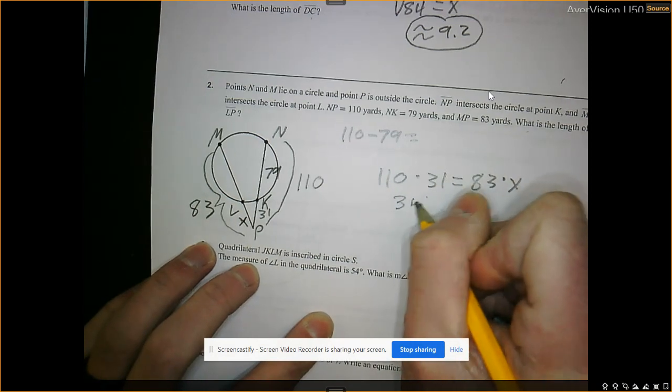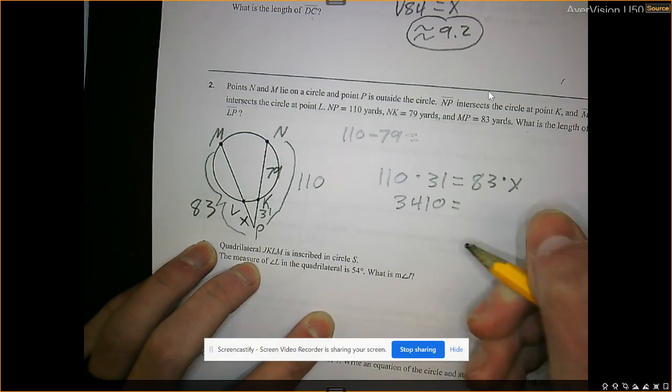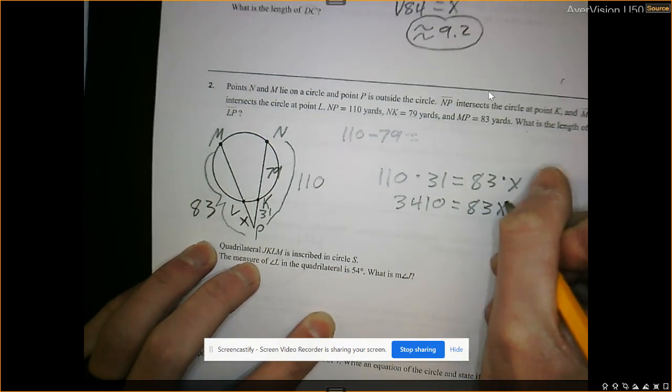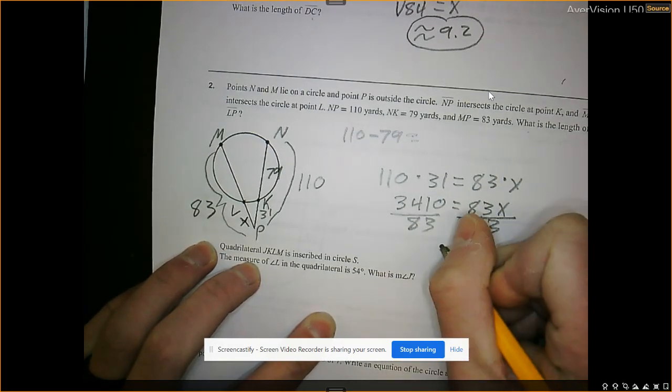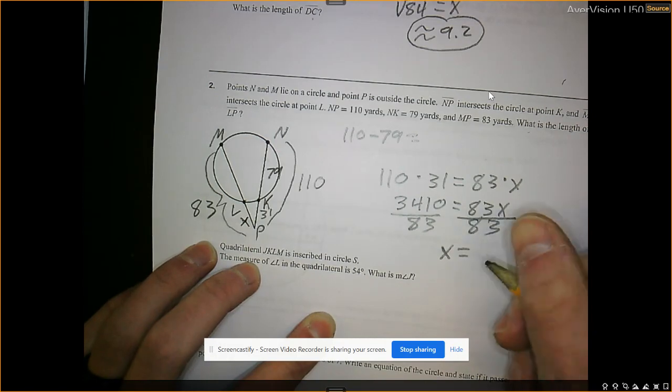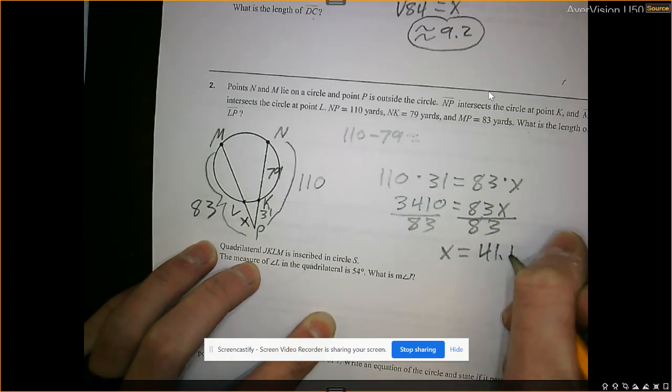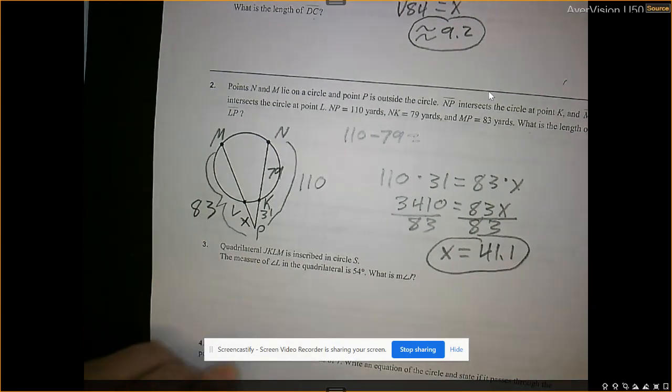110 times 31, do it in the calculator, it's 3410, equals, well, this is just 83x. How do we get x alone? We have to divide by 83, and we get x equals 41.1. Okay. All right, moving on.